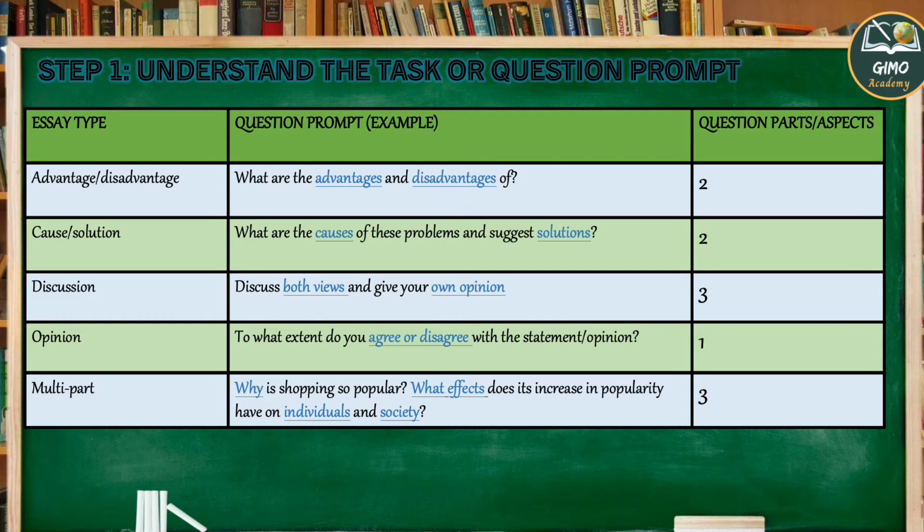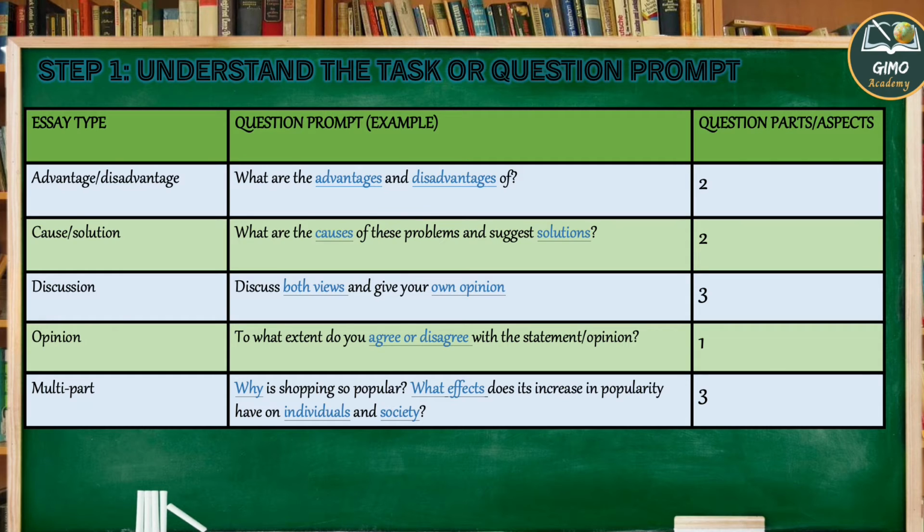We then move on to the next type of essay, which is called the multi-part essay. In this kind of essay, you have three main parts that you have to deal with. So let's read the question prompt. Why is shopping so popular? What effect does its increase in popularity have on individuals and society?